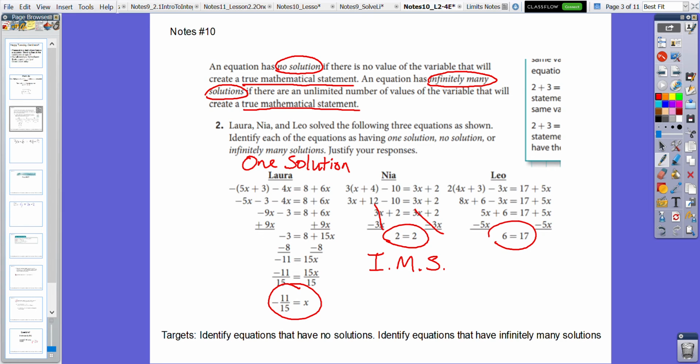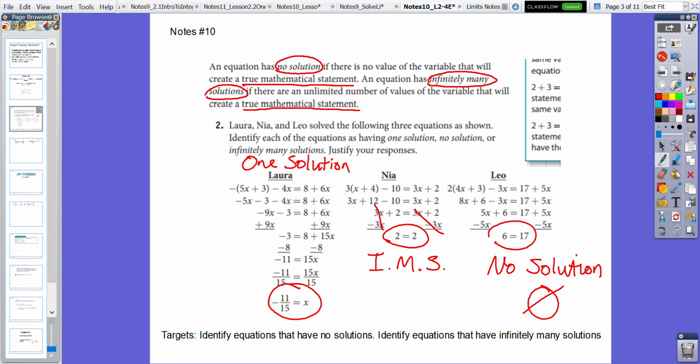But looking at Leo's solution, 6 equals 17, because we know 6 and 17 are not equal, this is a contradictory statement and also false. That means we have no solution whatsoever for this. It means that whatever value for x we can think of, when we replace x with it, it does not come out to be true. We can also shorthand this by writing a circle with a line through it.